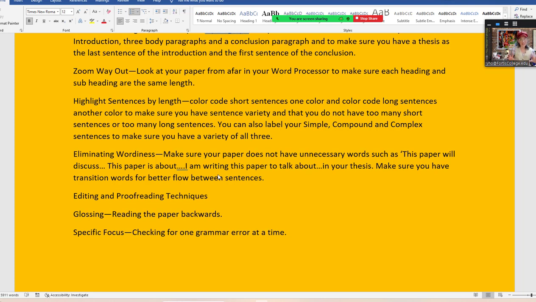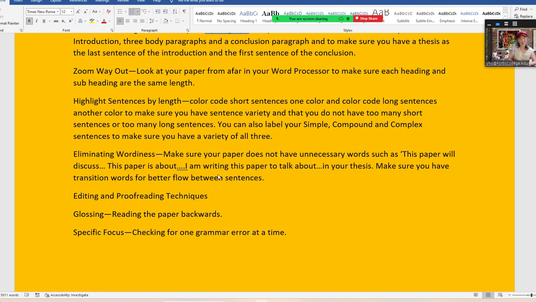Now the very last step in revision is checking for grammar, punctuation, and APA mistakes. And so people have 3 ways of doing this. Either you have someone look over your paper for you. Number 2 would be glossing, where you read the paper backwards. And then number 3, which is the one I like to do, specific focus, where you check for one grammar error at a time. In other words, the first time you look over the paper, you look for all the comma errors.